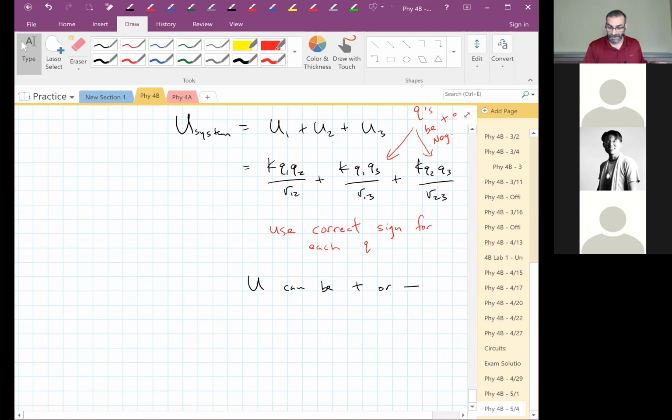So that's potential energy for a system of charges. Sometimes they call that binding energy. It's how much energy it would take to separate the charges out to infinity.